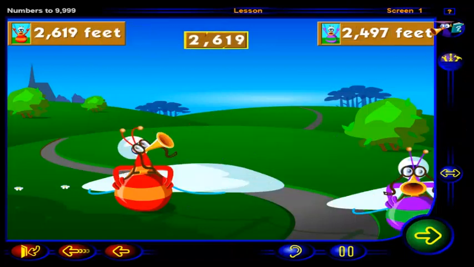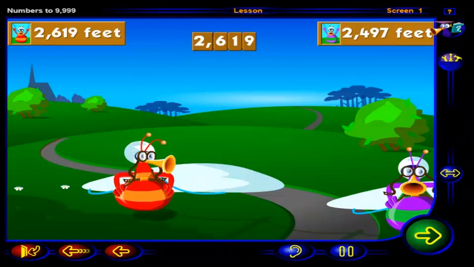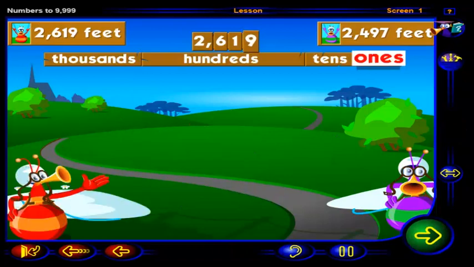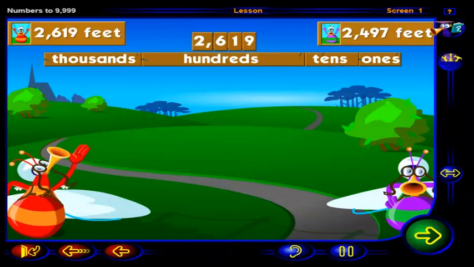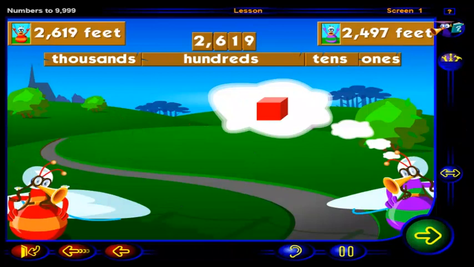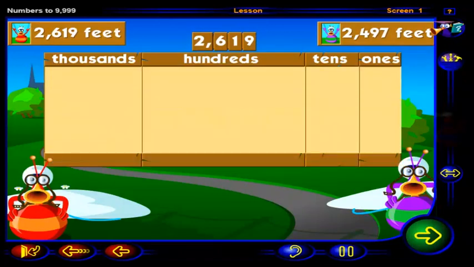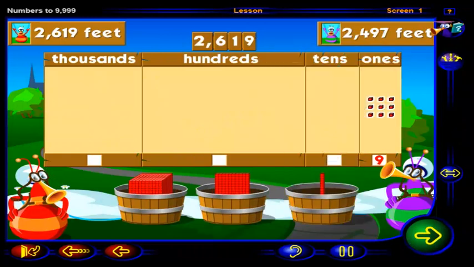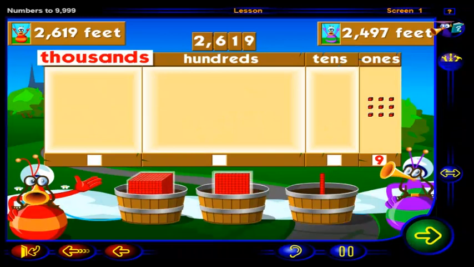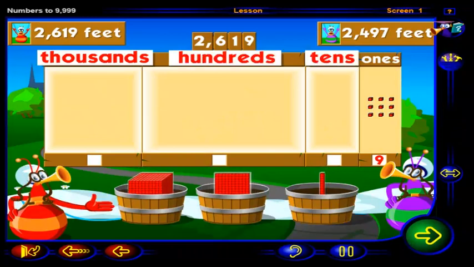This number has 4 digits, so it has 4 places: ones, tens, hundreds, and thousands. Let's use blocks to look at the value of each place in this number. Well, there are 9 ones and, drag blocks here, here, and here to show how many thousands, hundreds, and tens are in this number. When you're done, click OK.